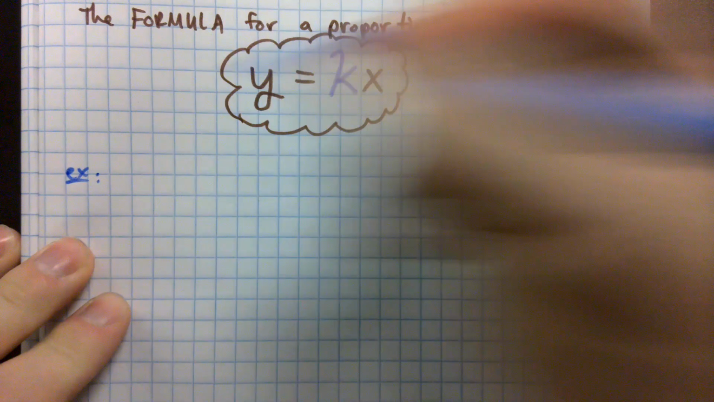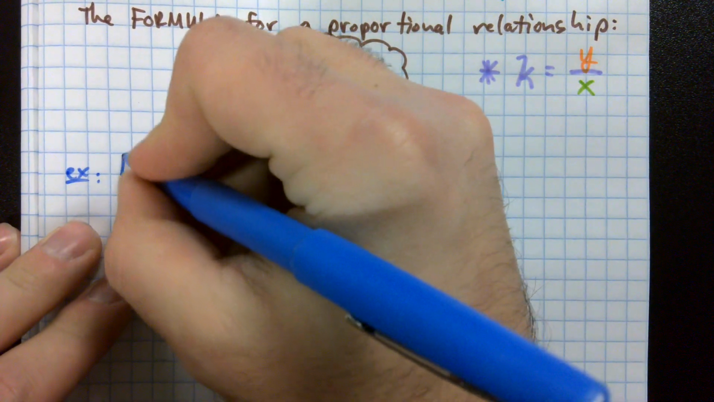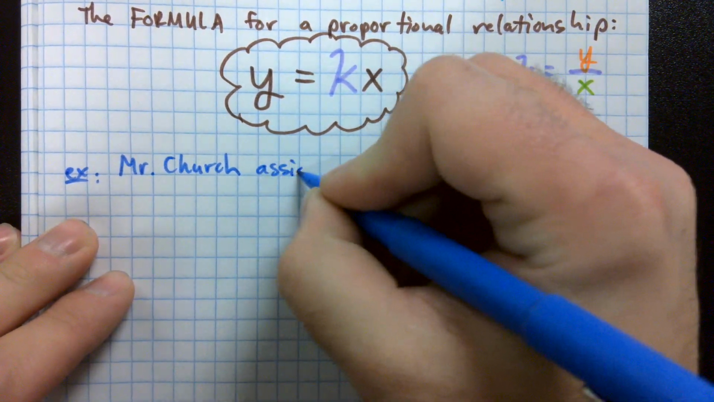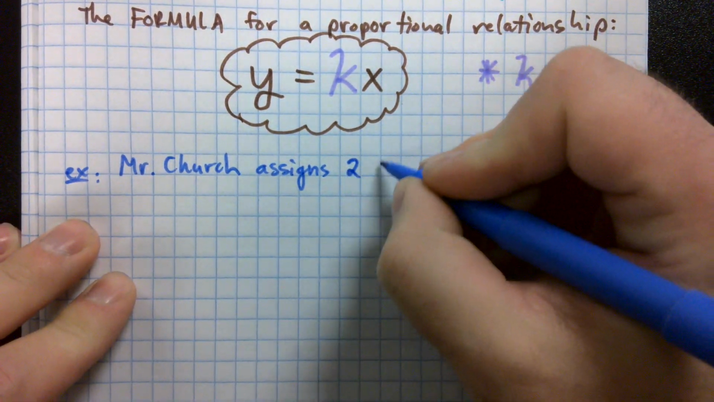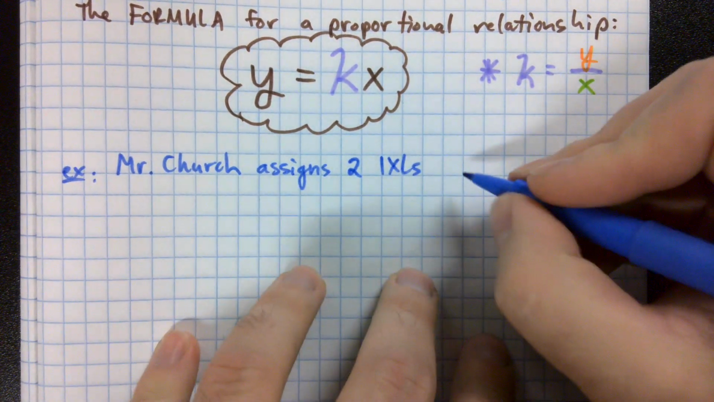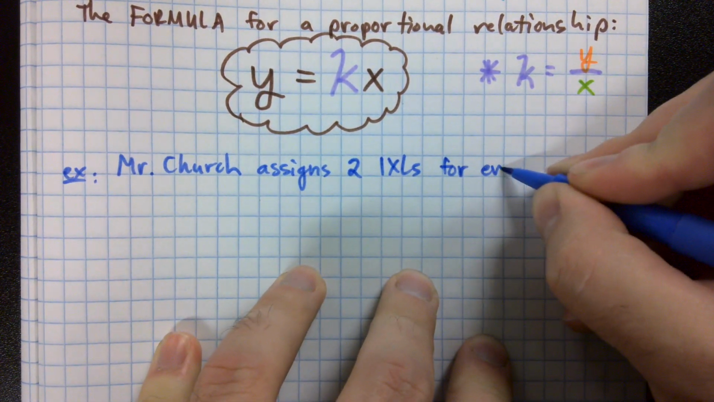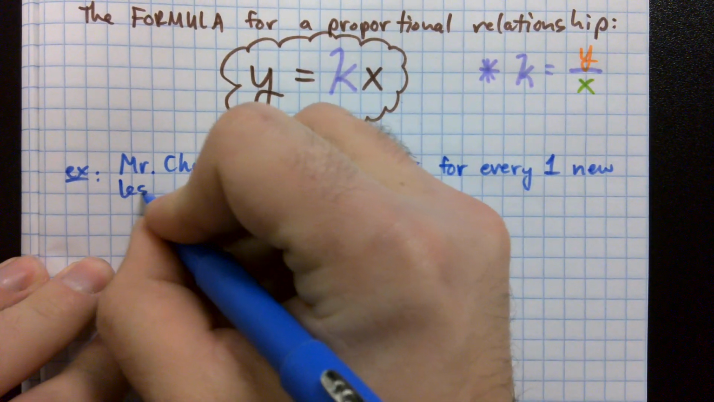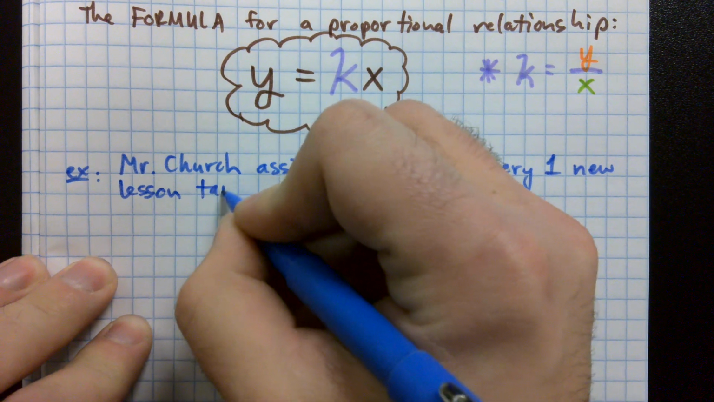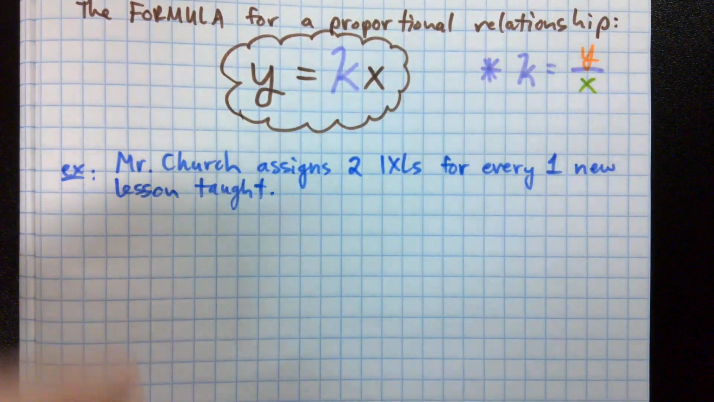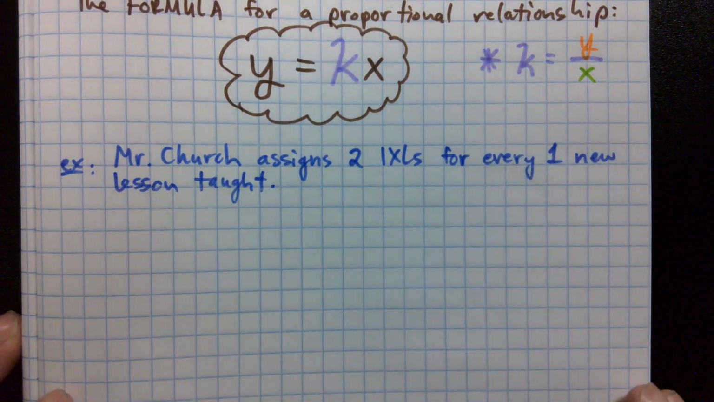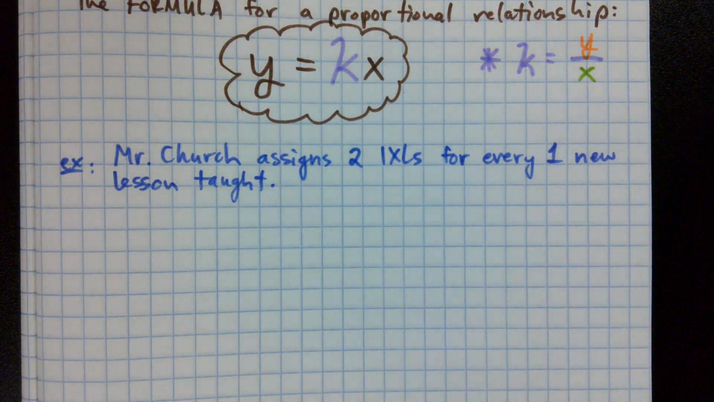So, let's say Mr. Church assigns 2 IXLs for every 1 new lesson taught. And thank the Lord that's not true. But let's just say for this example that I assign 2 IXLs for every 1 new lesson taught.